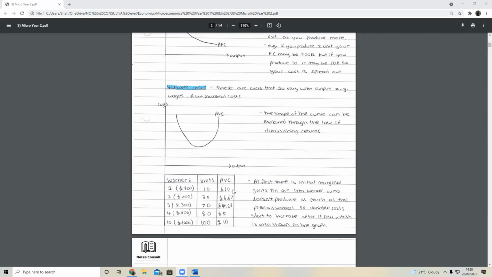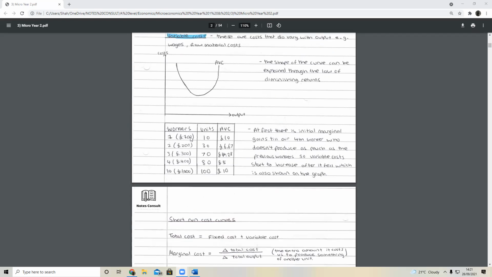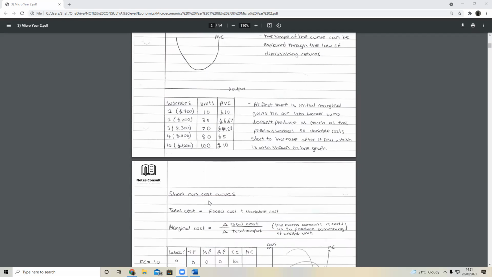And so we can plot these average variable costs along a curve, and we'll see that it initially goes down, then goes up. Okay. So at first there are initial marginal gains till your fourth worker, who doesn't produce as much as the previous worker, so the variable costs start to increase after they fell, which is shown on the graph. Okay. As soon as you add too many workers, your variable cost may start to increase because of the law of diminishing returns.